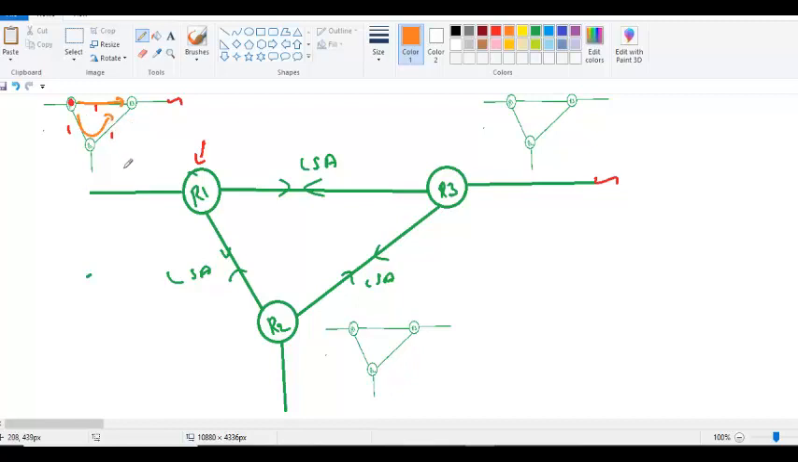So it takes this info and puts it into the routing table. In the routing table, it will say to go to this network, I should go to router 3. So in the routing table, you get this route. So whenever a packet comes to router 1, it will send the packet this way to go here. Did you understand?